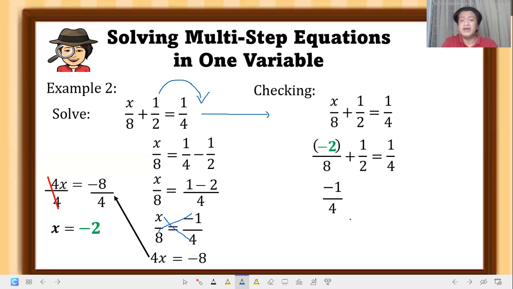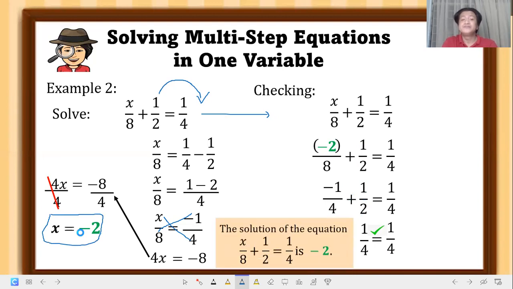Okay? And then, copy mo lang muna yung 1/2 tsaka yung ating 1/4. Okay, take note of this, no? Pag inadd natin yung negative 1/4 tsaka positive 1/2, ang sum po nila is 1/4. Therefore, they are equal. Since nag-equal yan, ibig sabihin yan yung value ng x natin na nakuha ay tama, which is negative 2. Therefore, the solution of the equation is negative 2.